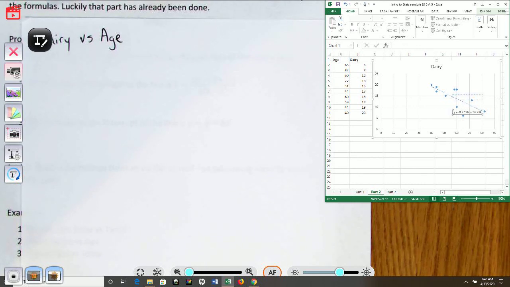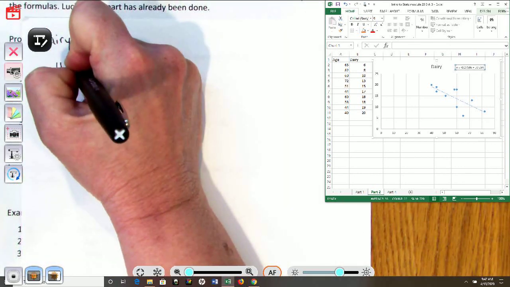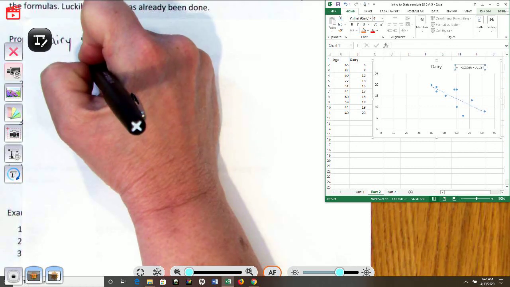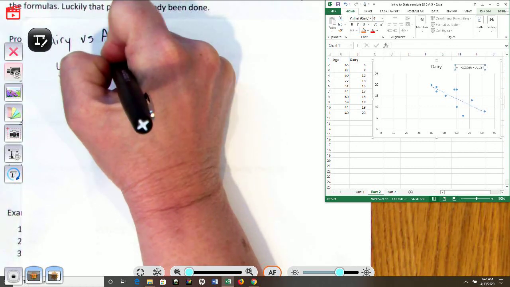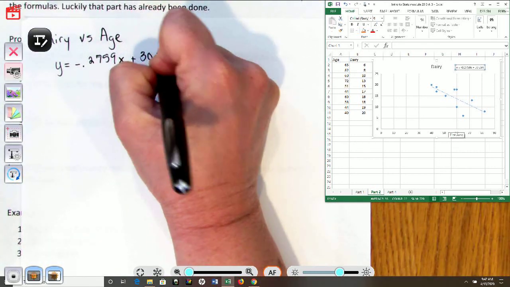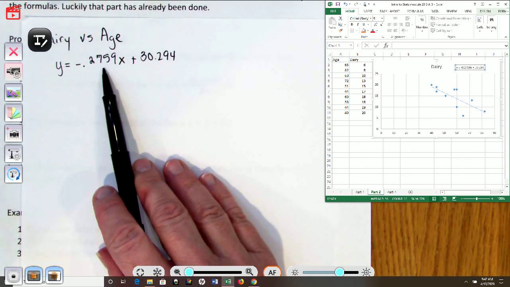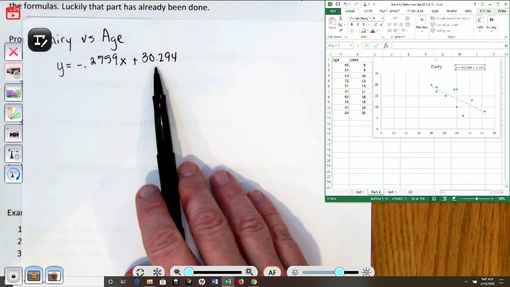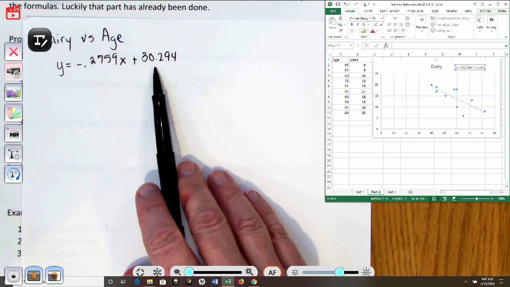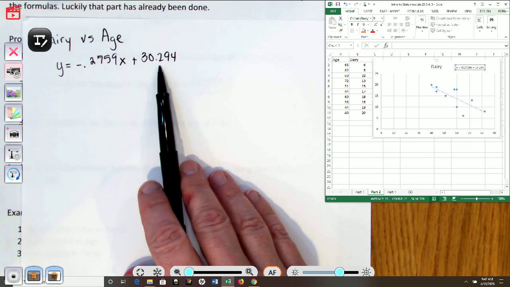I'm going to pull this up so I can grab the equation a little bit better, and I will write it over on the paper so I can write it a little bigger. Negative 0.2759x plus 30.294. Okay, again, this is our slope. This is our y-intercept. So if we had a person of age 0, they would take on 30.29 dairy grams, or whatever these numbers represented again.